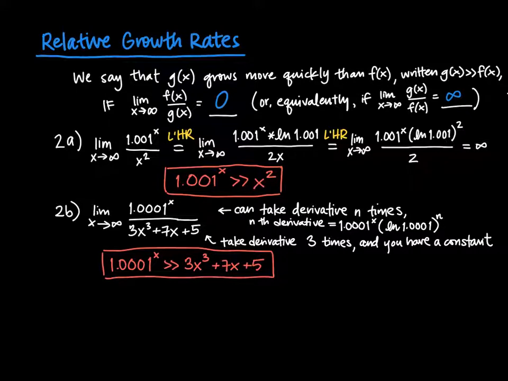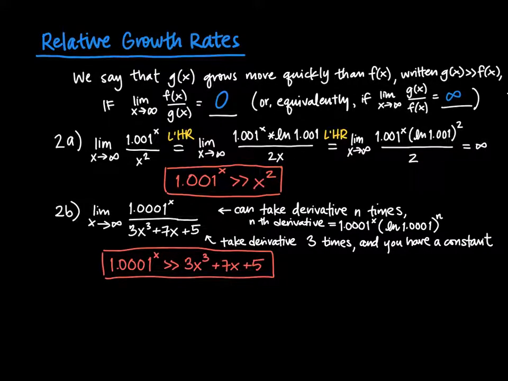So here's how I would express that. You can take the derivative n times of the numerator, apply L'Hopital's rule n times, and you would still have this 1.001 to the x term involved, times some power of natural log of 1.0001. The denominator can only take the derivative three times before you have a constant, and you'd no longer have an indeterminate form. Now, what does this mean? 1.0001 to the x definitely grows much faster than 3x cubed plus 7x plus 5, and it really, the 7x part and the plus 5 part, that wasn't really what 1.0001 to the x was up against.